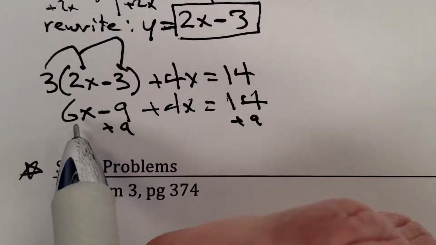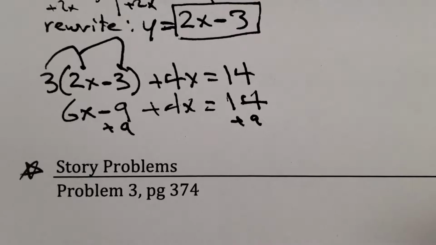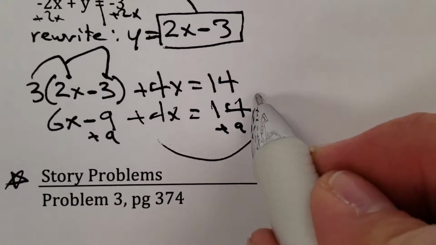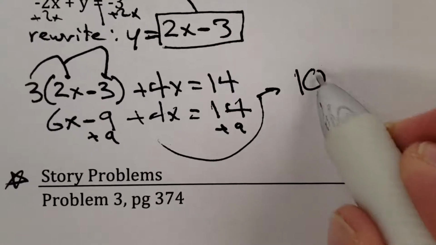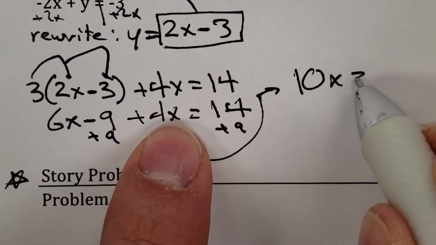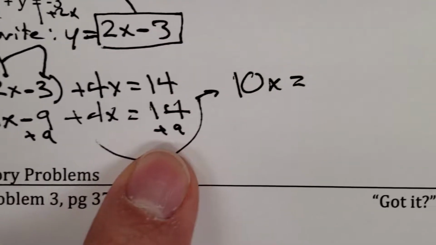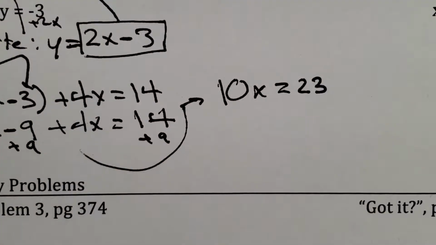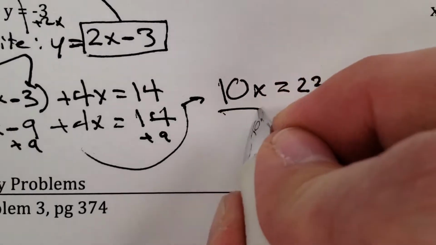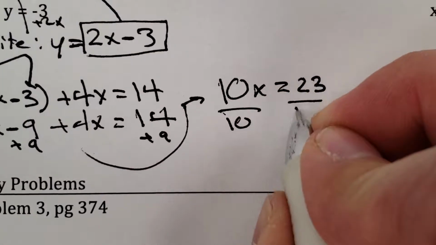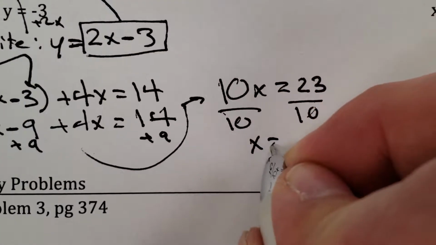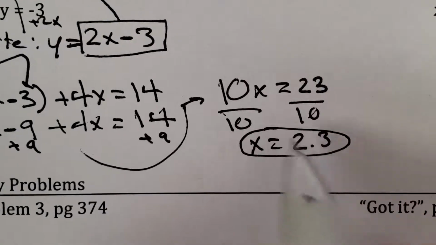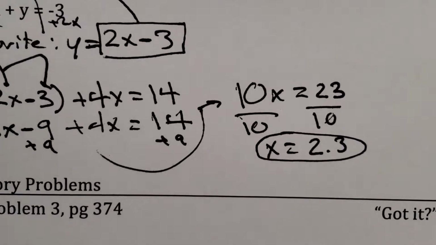Slow down. I'm going to combine the 6x and the 4x. That's going to be a 10x. So 6x plus 4x is a 10x. 14 plus 9 put together, I believe, is 23. There we go, we're almost done. Let's divide by 10. X equals 2.3. Oh no, it's okay. Decimals happen, friends. So we're halfway done.